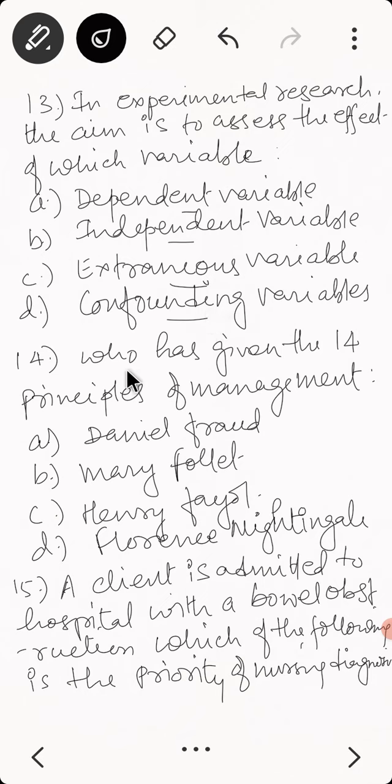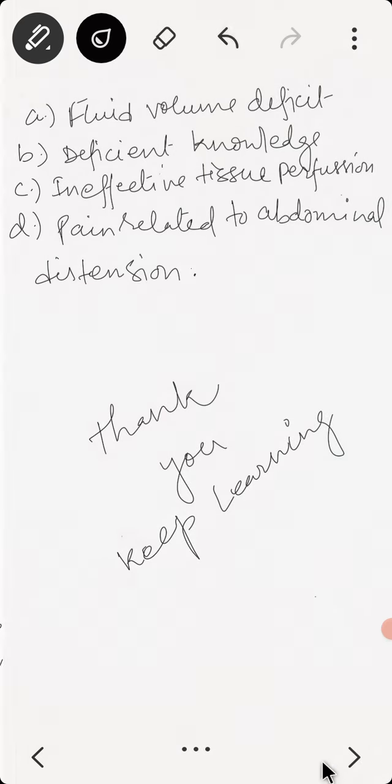Okay. The next question is, who has given the 14 principles of management? Daniel Freud, Mary Follett, Henry Fayol, and Florence Nightingale. The last question is, a client is admitted to hospital with a bowel obstruction. Which of the following is the priority nursing diagnosis? Okay. Your options for this are fluid volume deficit, deficient knowledge, ineffective tissue perfusion, pain related to the abdominal distension.